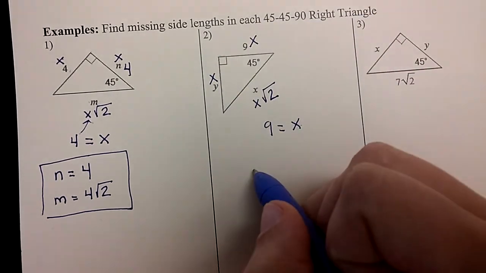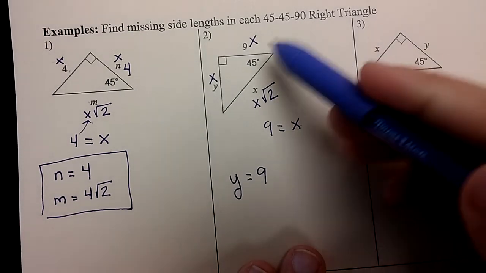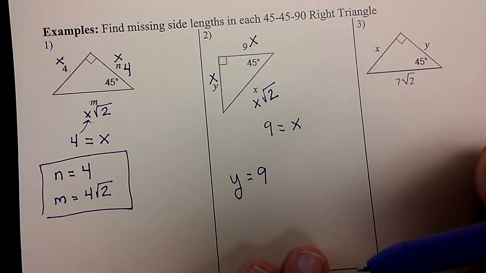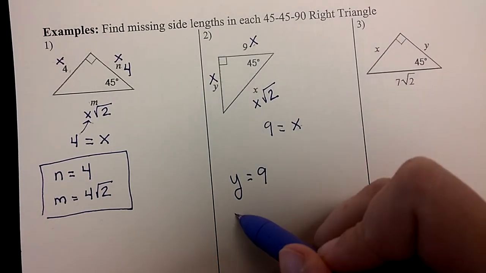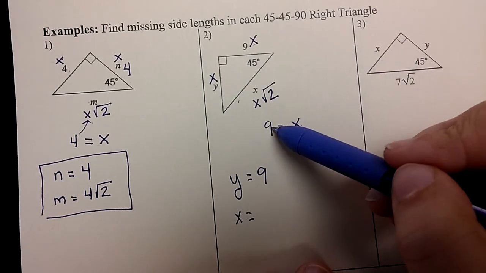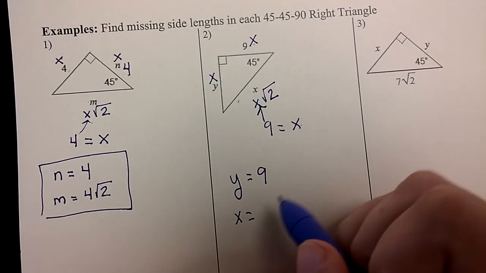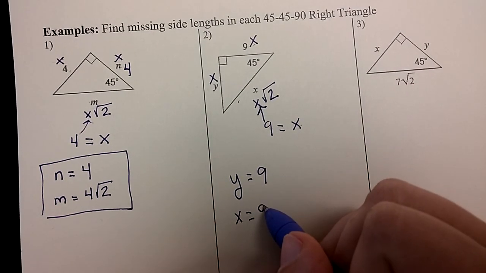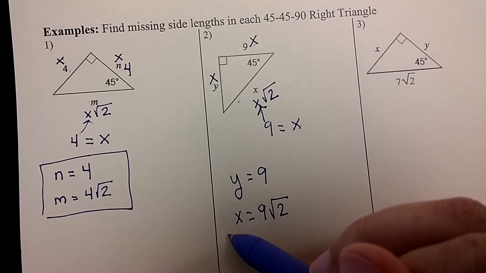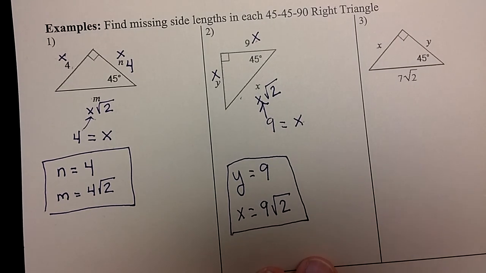For side Y, it's also going to be 9 because the legs are the same. I plugged in 9 for x and all I have is 9. For side X, which is the hypotenuse, I'm going to plug 9 in for x for that side. So instead of x root 2, I'm going to substitute 9 for x, so 9 root 2. Since those cannot be simplified, that's our answer.